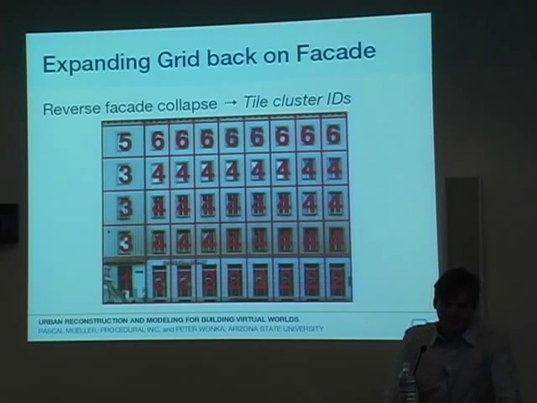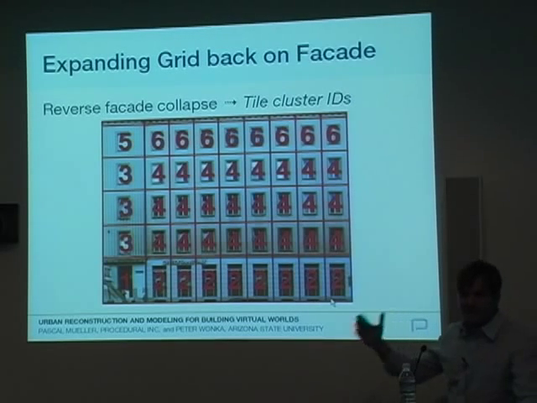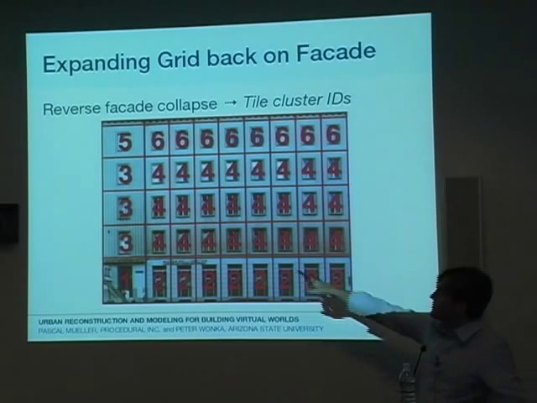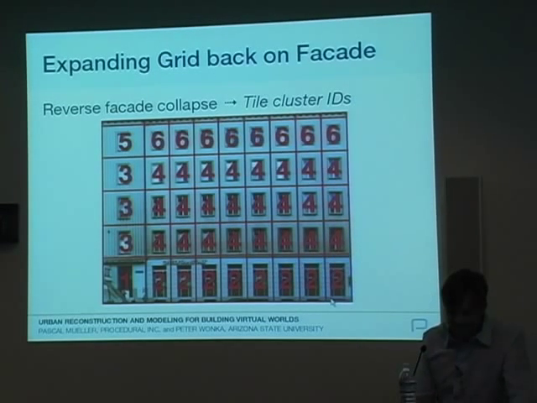At the end, we expand this grid back onto the facade, and the good thing is now we have these numbers here, our cluster IDs. So you see here, all these clusters are detected as the same structure. So you see we have here now 6 different tiles. And that helps now a lot in the next step.